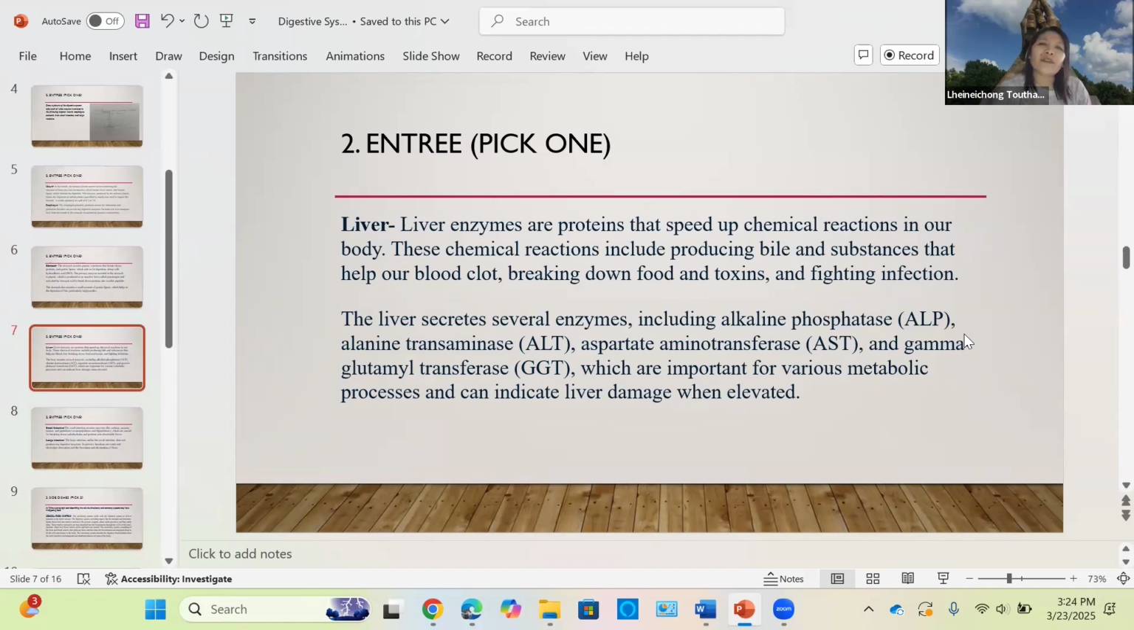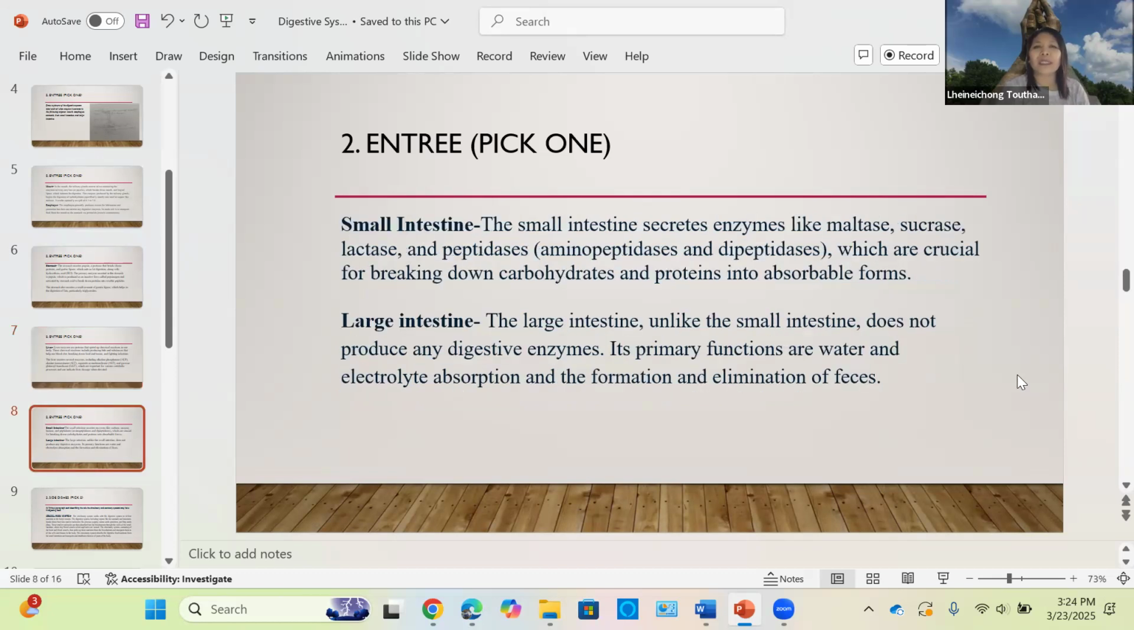Next, the liver. The liver enzymes are proteins that speed up chemical reactions in our body. So the liver secretes several enzymes like alkaline phosphatase, alanine transaminase, aspartate aminotransferase, and gamma glutamyl transferase, which are important for various metabolic processes and can indicate liver damage when elevated.